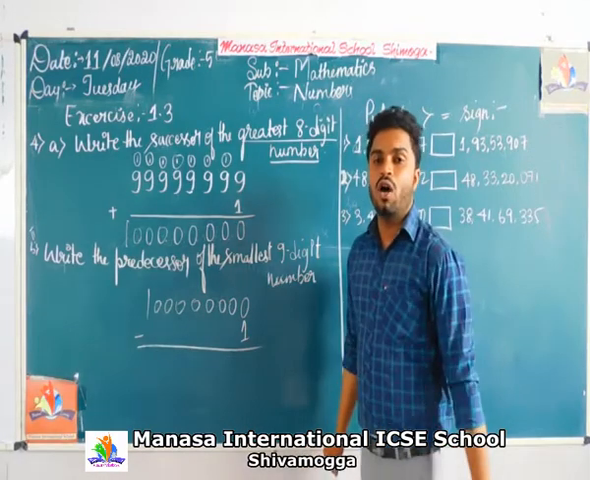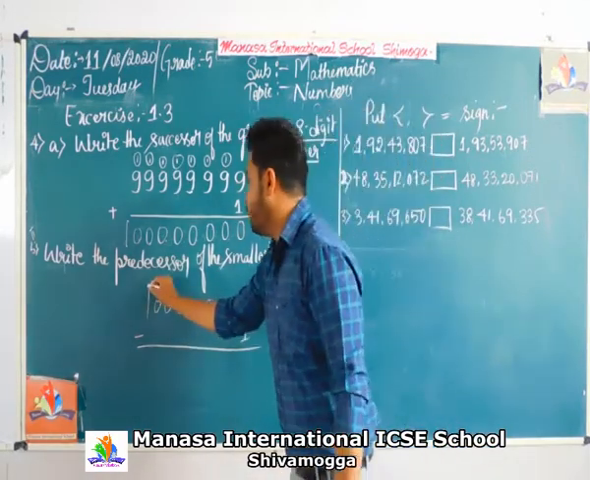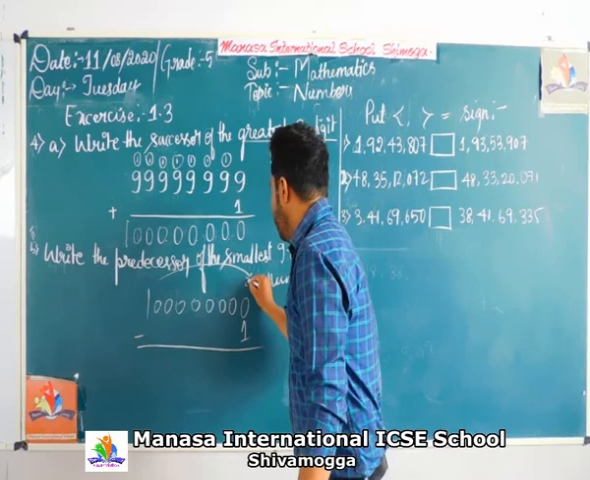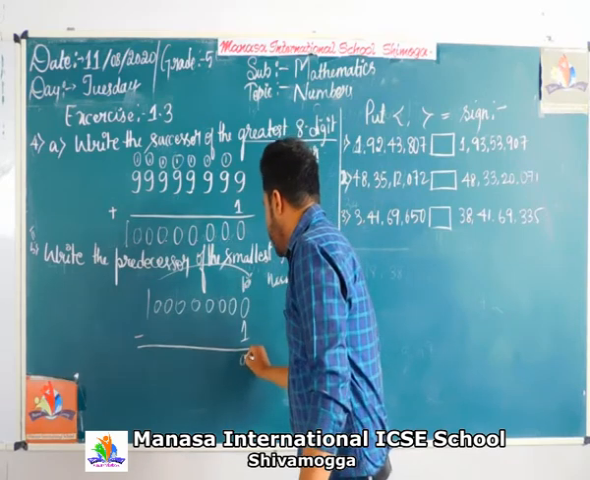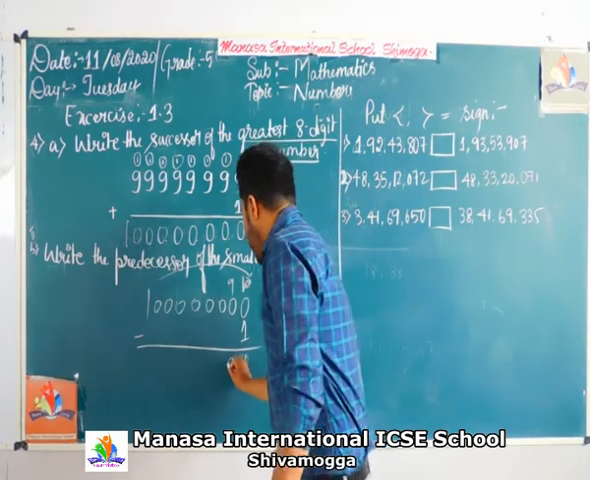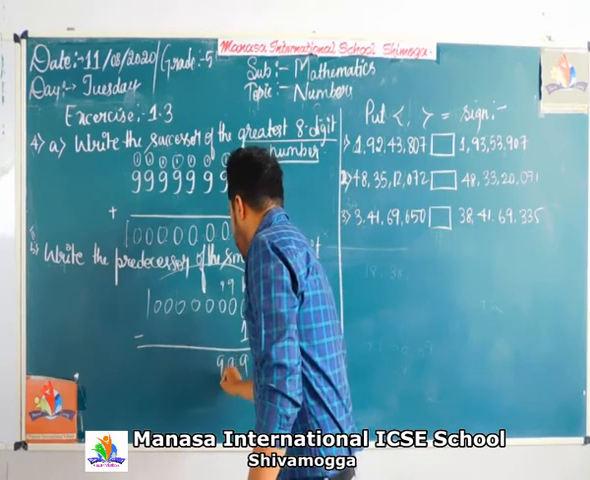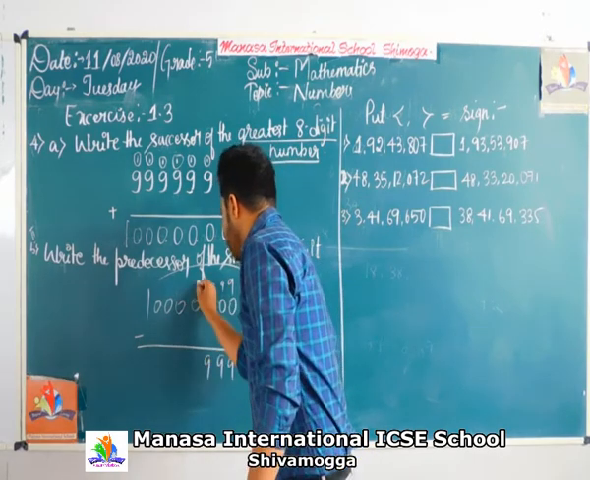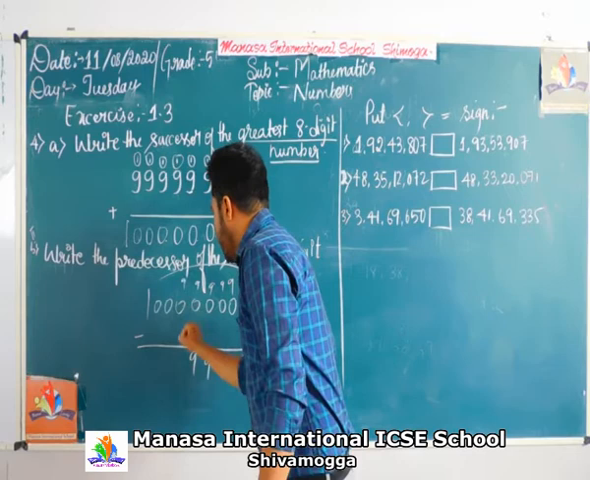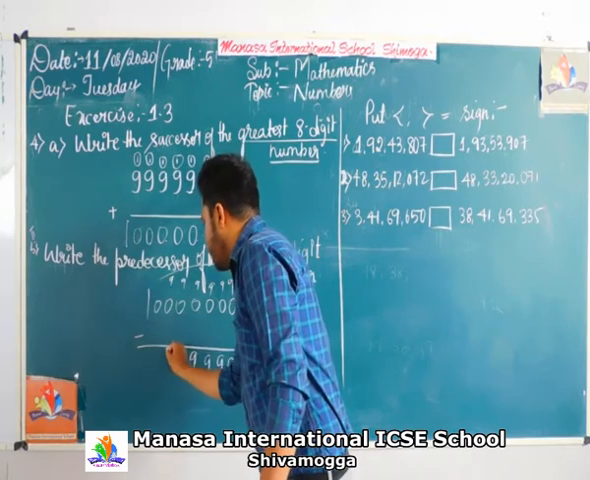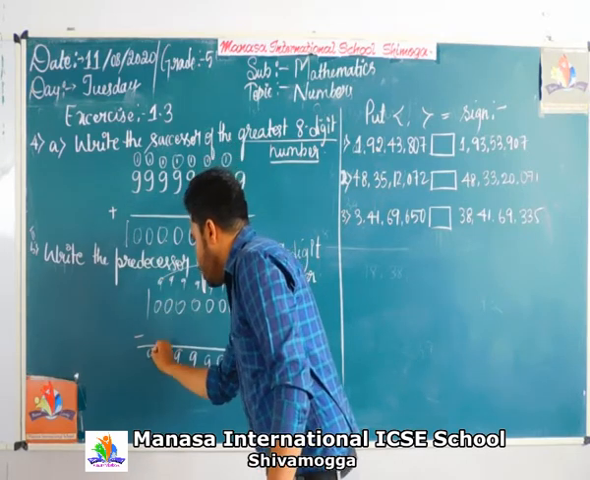So in this you are going to take a borrow from here. It will become what? 10. 10 minus 1, 9. 9. 9. 9 minus 0, 9. 9 minus 0, 9.